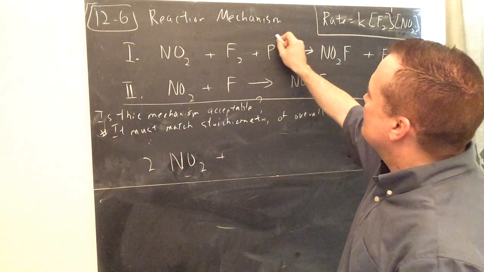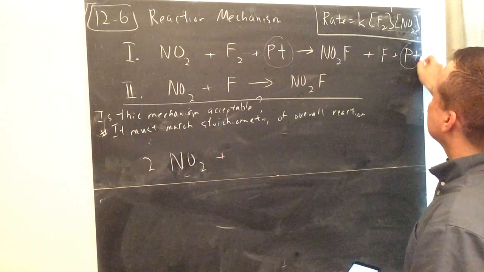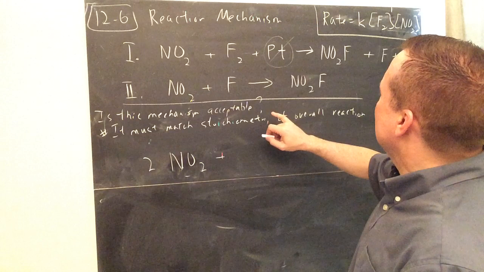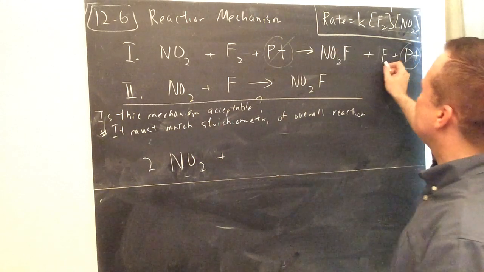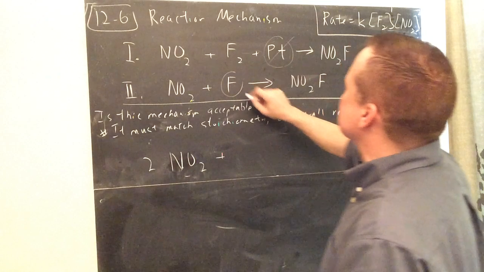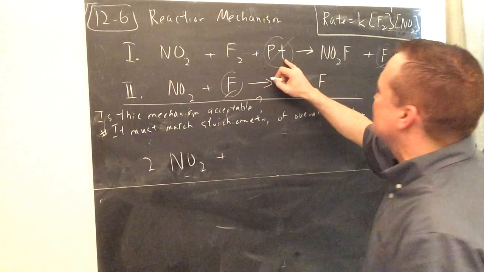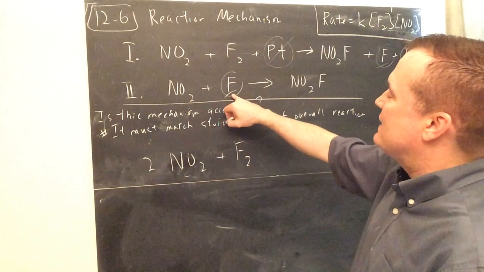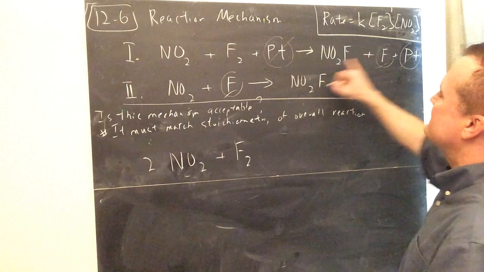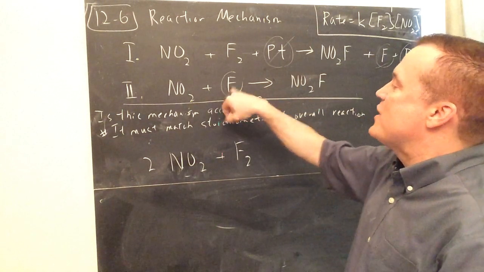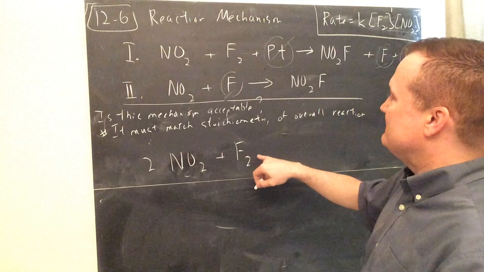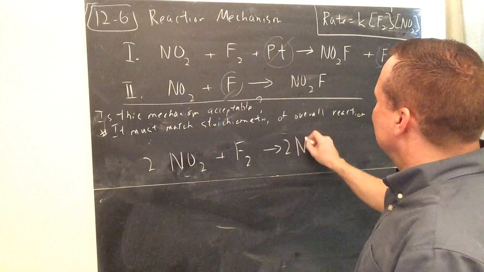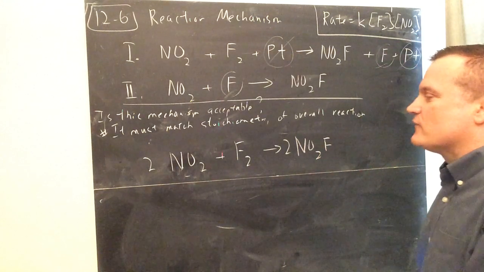Now notice this. Platinum is on the left side and it's on the right side. So guess what? That can just get canceled out. We don't need the platinum there. Another thing is the fluorines are going to cancel out. That one and that one. And I'll talk about what those are in a moment. The fluorine gets canceled out. So NO2 plus F2, the F, monatomic fluorine. And that would be a very reactive, unstable thing. So I'm going to get to that in a minute. F2 gives you 2 NO2F. So that would be the overall equation.